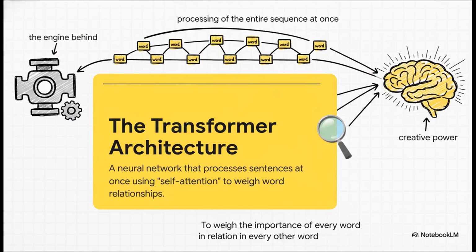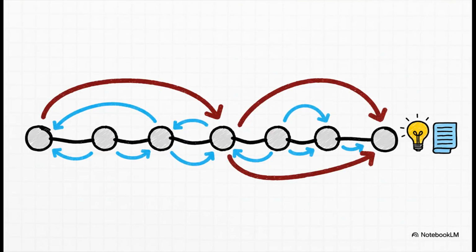So what's the engine driving this creative powerhouse? Well, it's something called the transformer architecture. See, older models used to read sentences one word at a time, kind of like reading through a straw, and they'd often forget the beginning of the sentence by the time they got to the end. But transformers? They changed everything. They look at the entire sentence all at once, using this incredible mechanism called self-attention to figure out how every single word relates to every other word. And that right there is the absolute game changer.